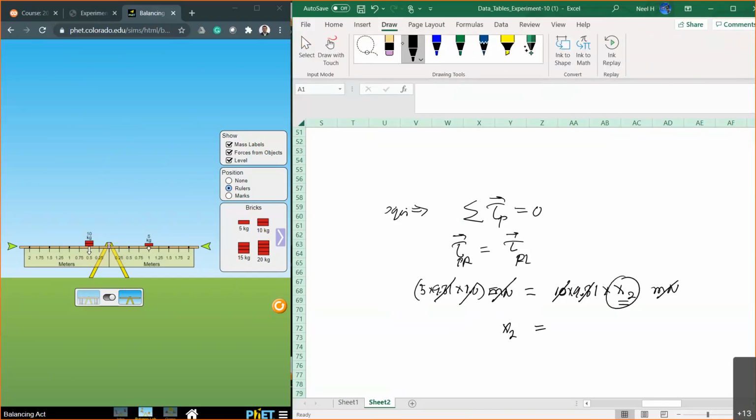Keep the x2 right here and bring everything else to the other side. Then you simplify that one: 5 times 9.81 times 1.0 divided by 10 times 9.81. 9.81 cancels out, 1 is not important. 5 divided by 10 is about 0.5. Now this x2, on the left-hand side, should be about half a meter. So that is the theoretical calculation.